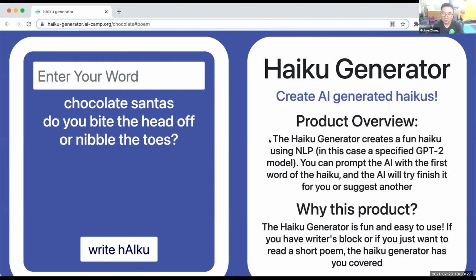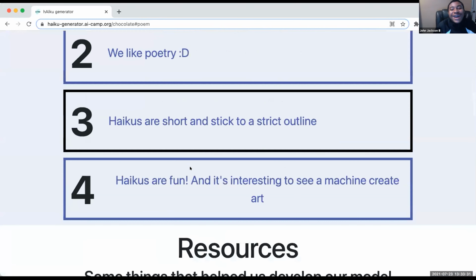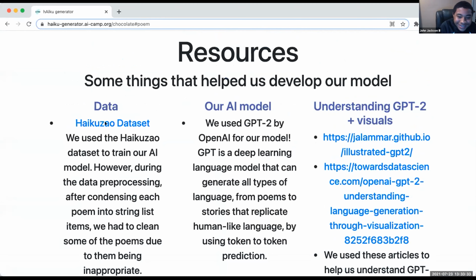Wait, hold on a second. What kind of dataset are you guys using for training again? Wow, the dataset. It's linked on the Oh, okay.